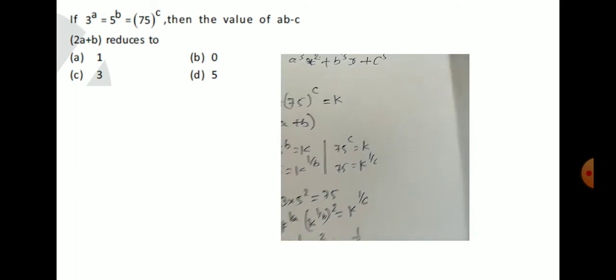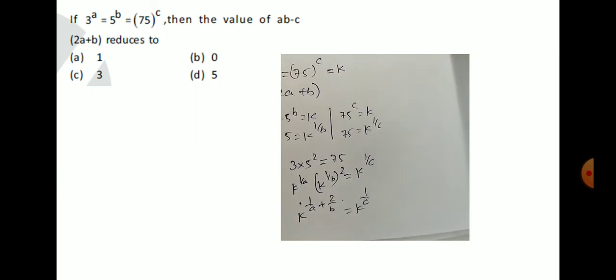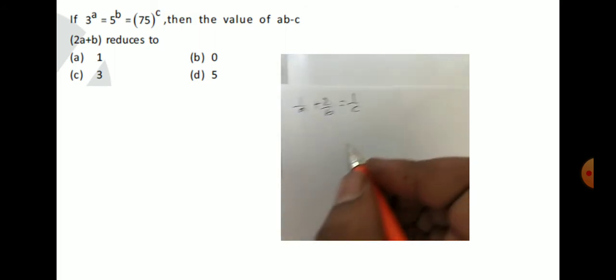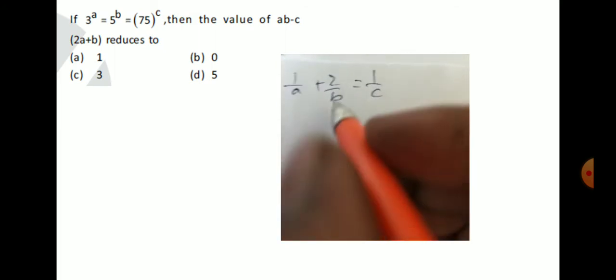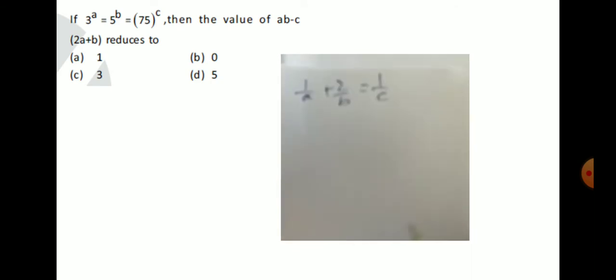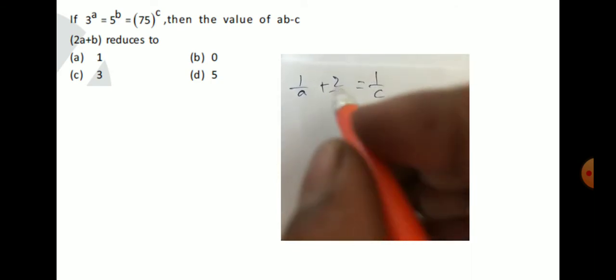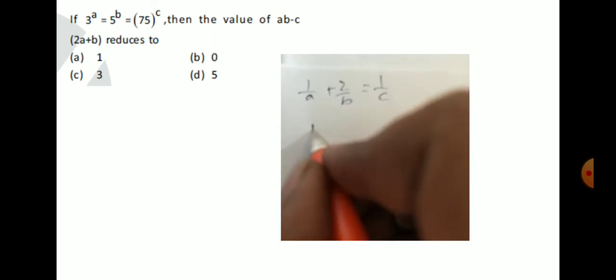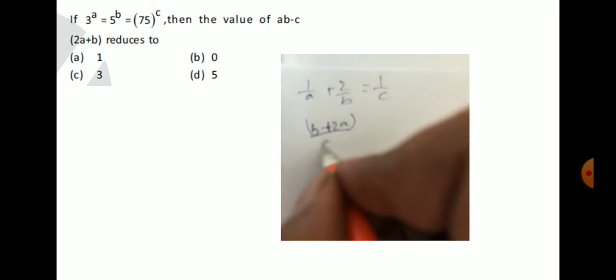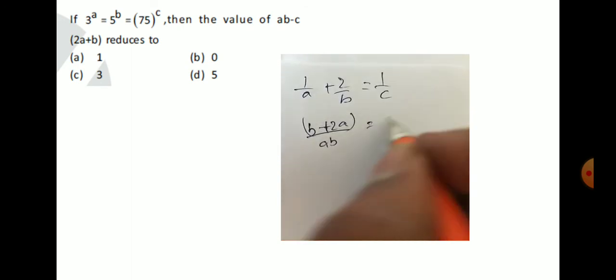What are those powers? I'll just write it. 1 by a plus 2 by b is equal to 1 by c. That is what I can write. What we have to do? Take the LCM here. That is b plus 2a divided by ab, ab is the LCM, is equal to 1 by c.